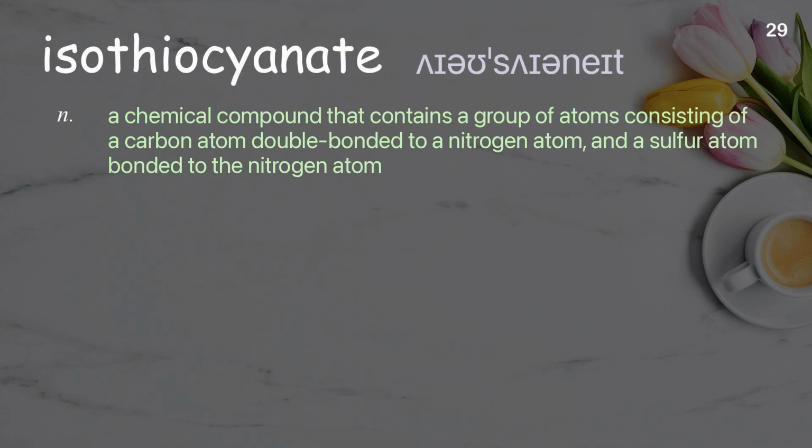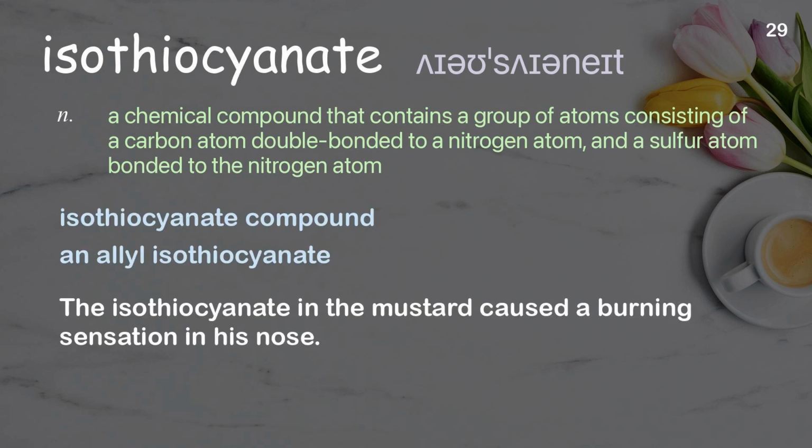Isothiocyanate. A chemical compound that contains a group of atoms consisting of a carbon atom double bonded to a nitrogen atom and a sulfur atom bonded to the nitrogen atom. Examples: Isothiocyanate compound. An allyl isothiocyanate. The isothiocyanate in the mustard caused a burning sensation in his nose.